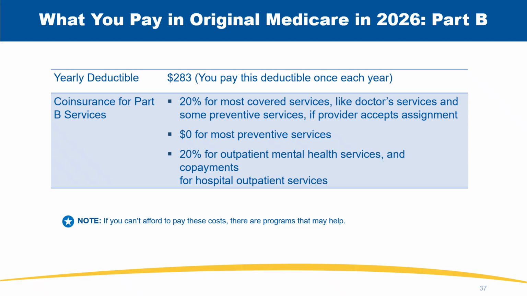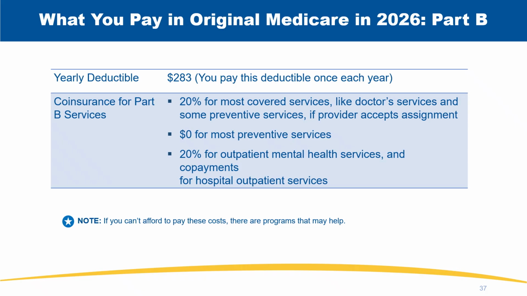What would you pay in original Medicare in 2026? Your yearly deductible is $283. You pay this deductible once a year. Once you pay this amount, that's when Medicare pays 80% and you pay 20%. But this amount must be met before the split.